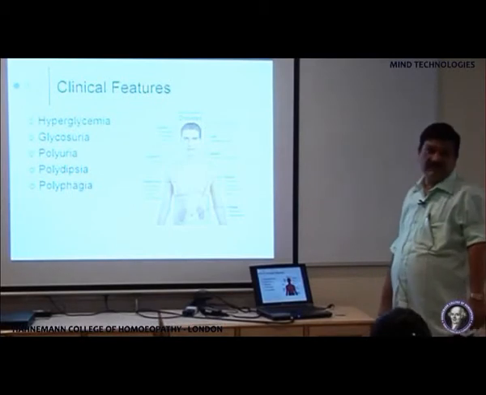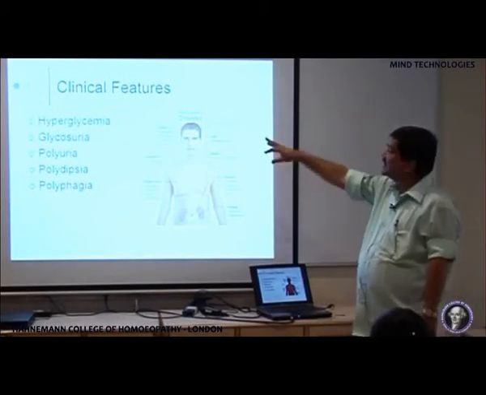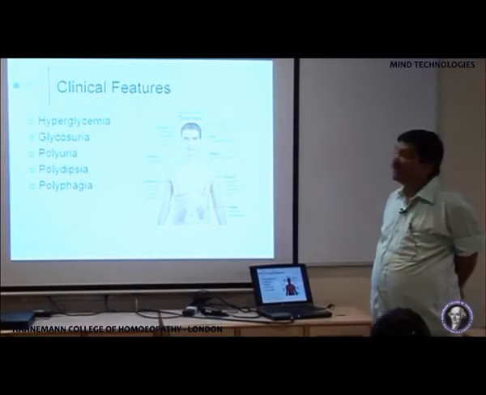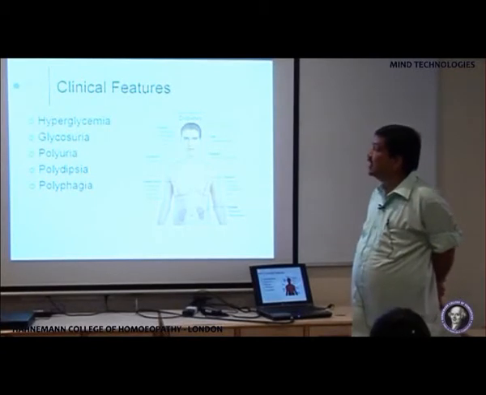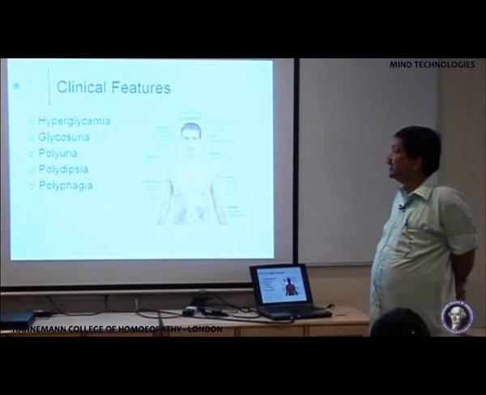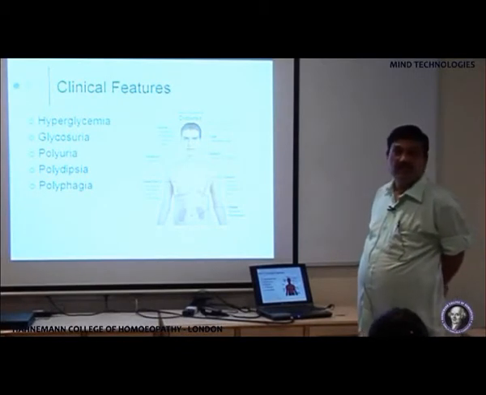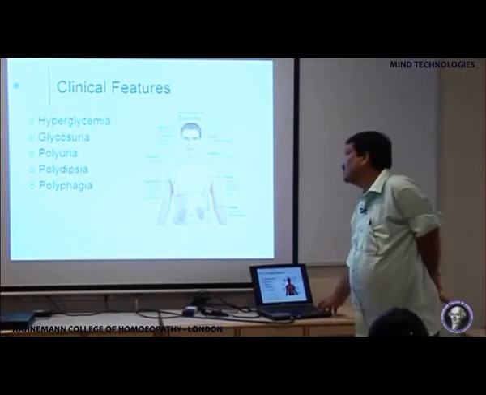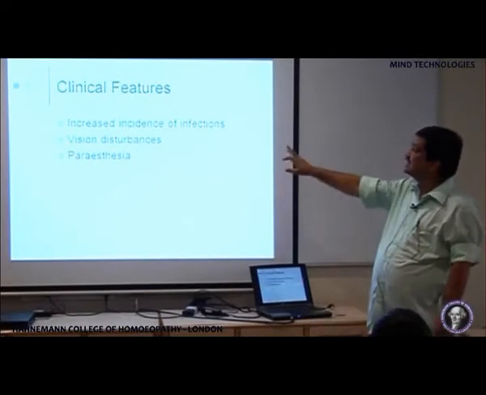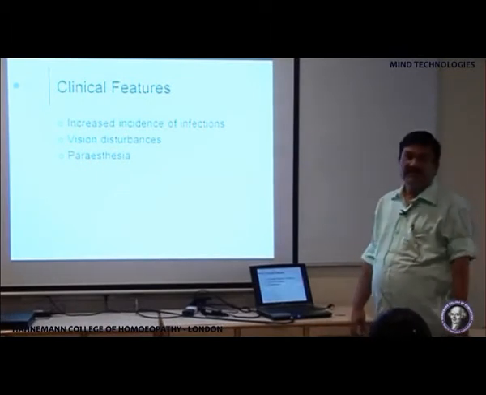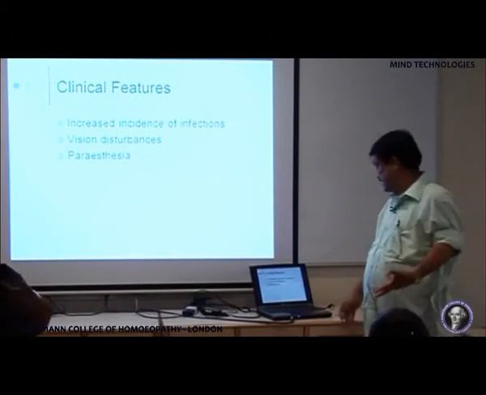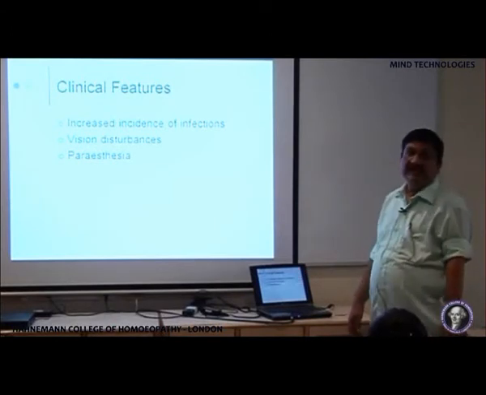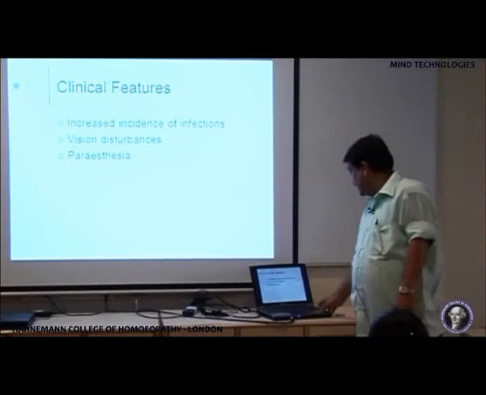Now, what are the clinical features of diabetes mellitus? The main clinical features are hyperglycemia, or increase in blood sugar level; glycosuria, or passage of glucose in urine; polyuria, that means excessive urination; polydipsia, meaning excessive thirst and excessive intake of fluids; and polyphagia, or excessive intake of food or craving for food. Also increased incidence of infections, and disturbances of vision like blurred vision, development of cataract, blindness, etc., and paresthesia or neurological sensory deficits like tingling, numbness, or weakness of one of the limbs.